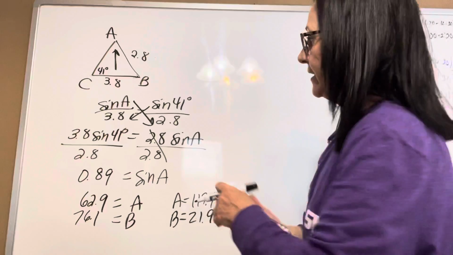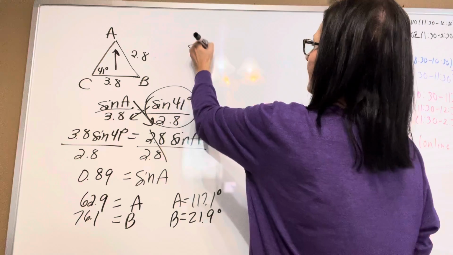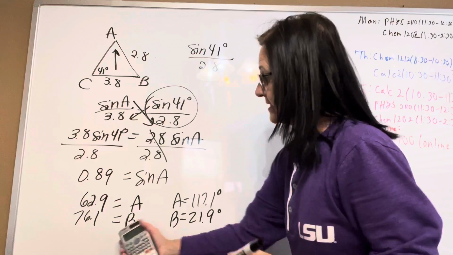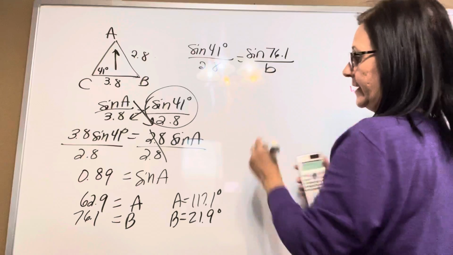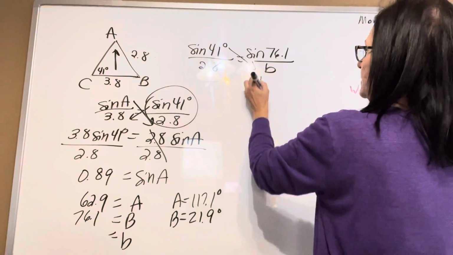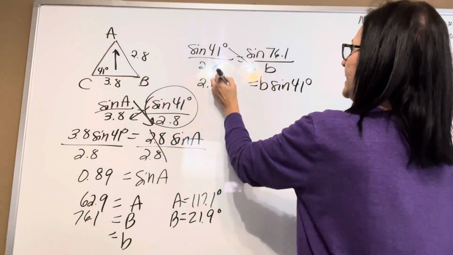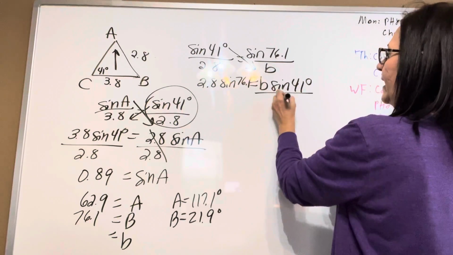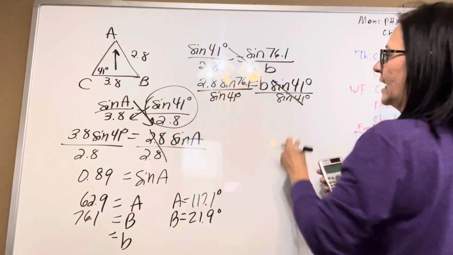We don't have the side B, so I'm always going to go back to what's given: the sine of 41 degrees over 2.8. Now, let's suppose B is 76.1. So I'm going to do the sine of 76.1 over side B, and this will be the length of B given this angle. So B sine of 41 degrees equals 2.8 sine of 76.1, and I divide by sine of 41 on both sides. That's the value of B.